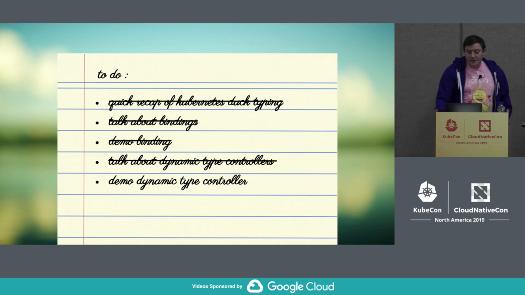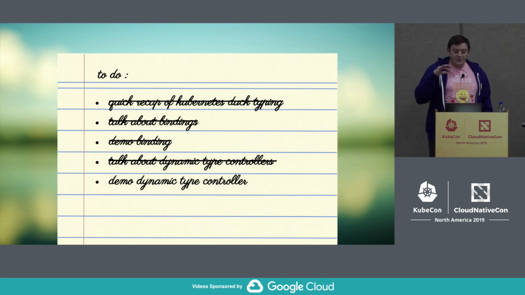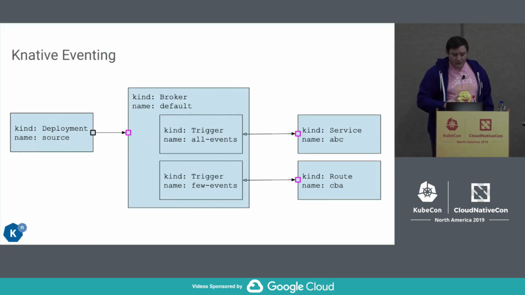Okay, so now we're going to demo what a dynamic type controller could do. But first, I have to give you a little bit of context. We're going to leverage Knative eventing to do this. There's a concept called the broker. It's basically an event mesh. The events go in.